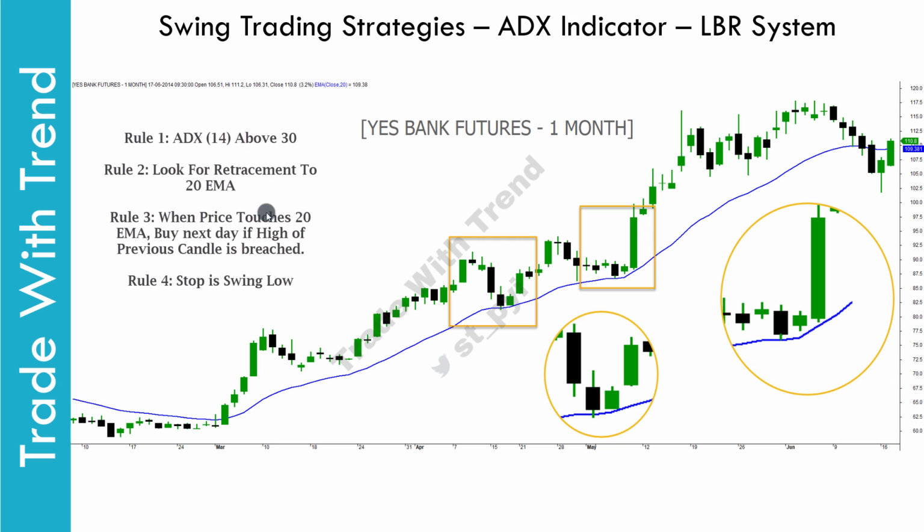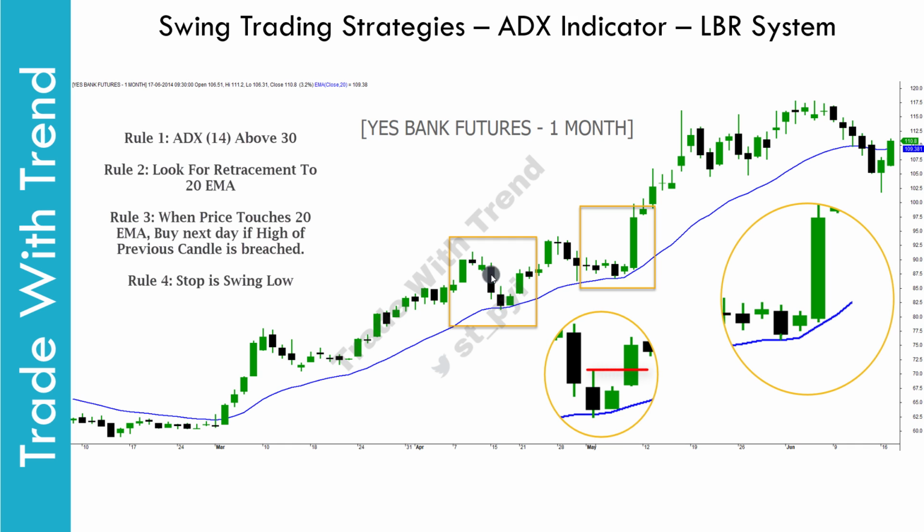So this is the price chart of the previous example. I've just expanded the price section and removed the ADX part for ease of understanding. Now I have marked out 2 trading setups based on this particular strategy. So each time price, that is candle, touches 20 EMA, go long in the subsequent sessions if high of the candle is crossed. So these 2 candles that are marked here, these are the ones that touch the 20 EMA.